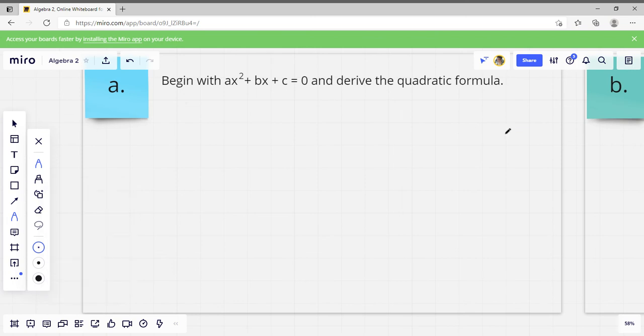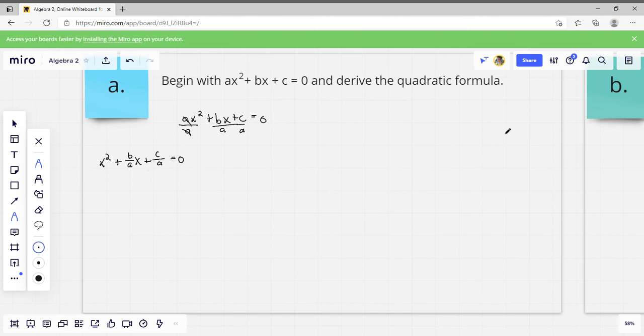Just going to use black here. Okay, so I've got ax squared plus bx plus c equals 0. First thing we want to do is isolate that x squared by dividing everything by a. So now I have x squared plus b over a times x plus c over a equals 0.